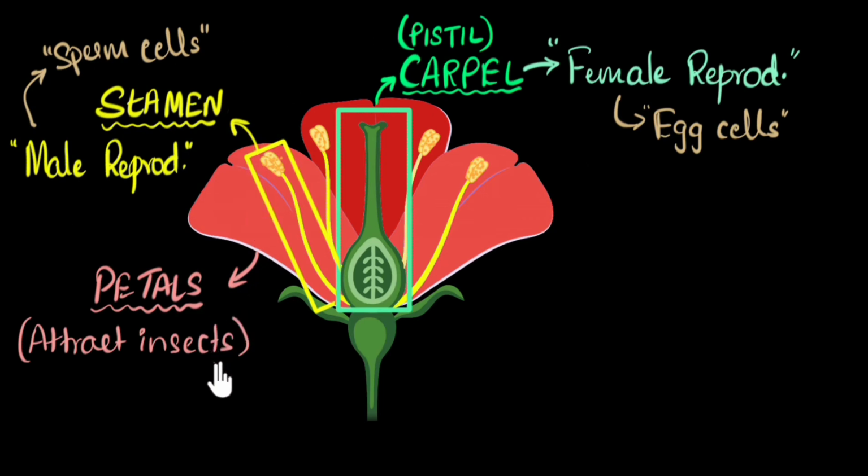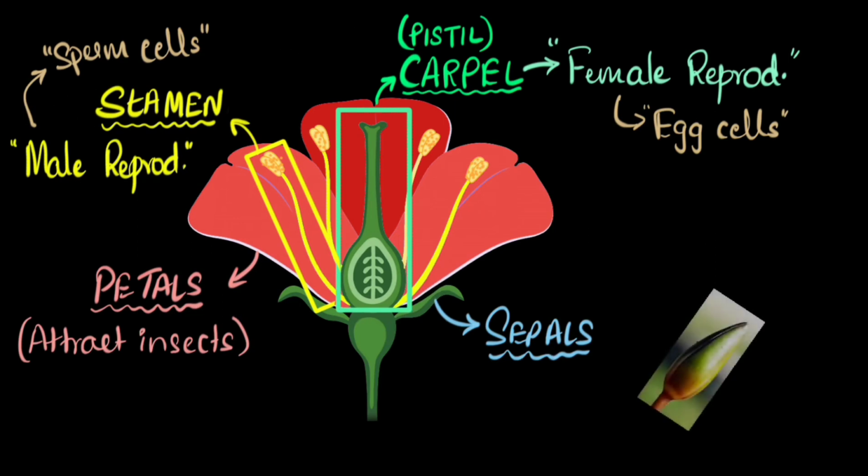We'll talk about all of that fun stuff in future videos. But the petal's job is basically to attract the insects. And finally, that brings us to the fourth part, the sepals. The sepals play an important role in protecting this flower even before it blossomed.